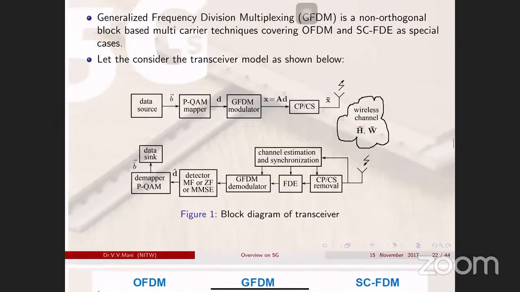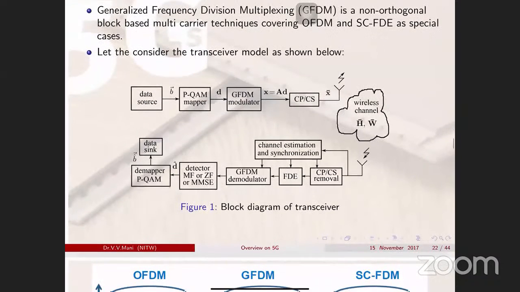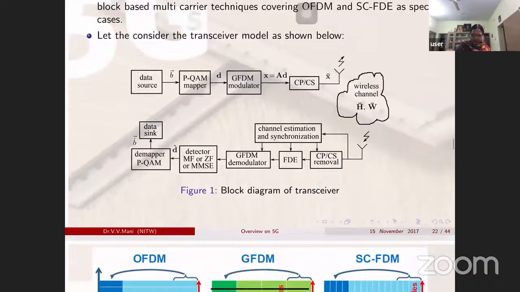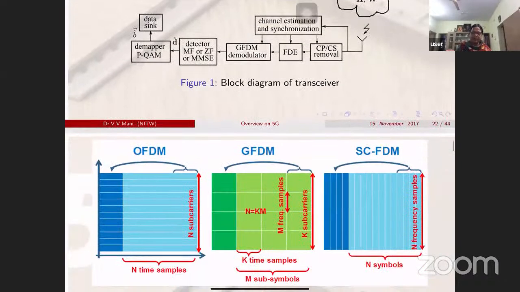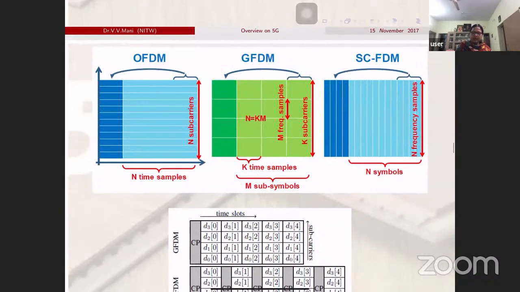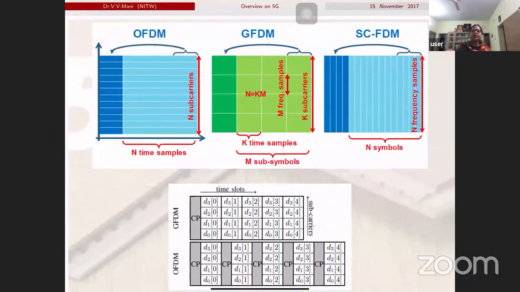So we try to understand how the GFDM modulator is constructed. If you look at the GFDM modulator, you can easily identify the difference between GFDM and OFDM. So what is the difference between GFDM and OFDM?